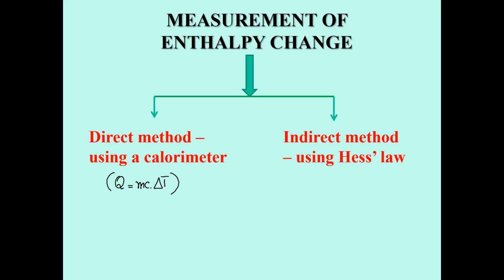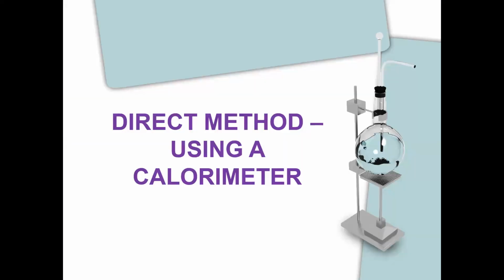Yes, I copied. Now, direct method using a calorimeter. Calorimeter is a heat insulated container. Inside the calorimeter, you can conduct the experiment. Remember, experiments do not come in paper 4. Experiments come in paper 5.